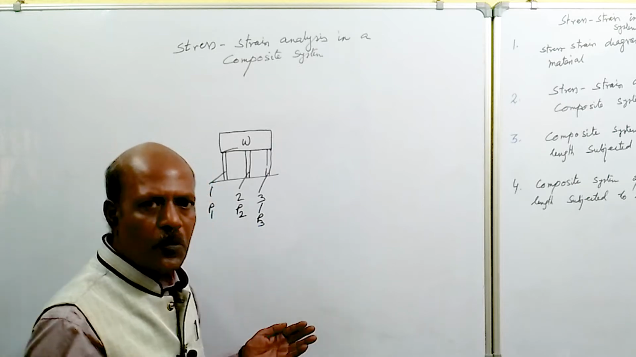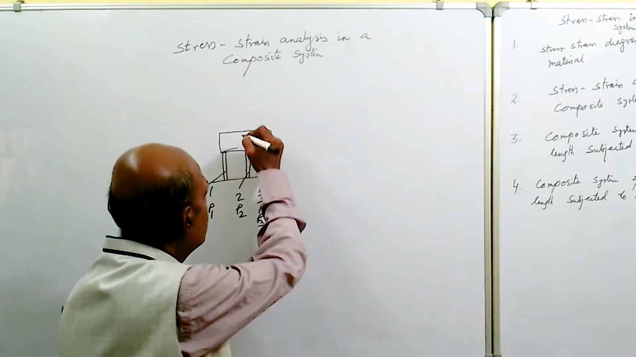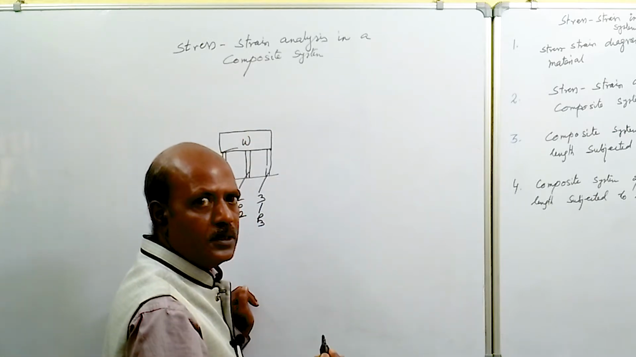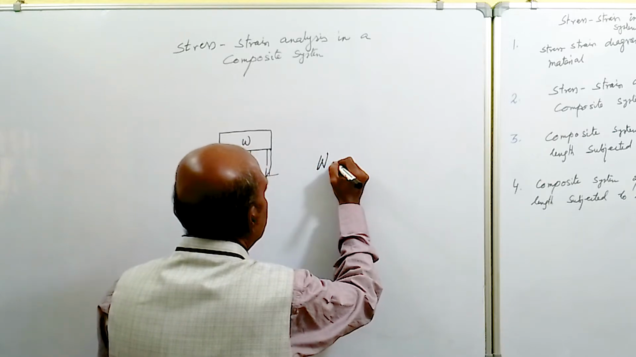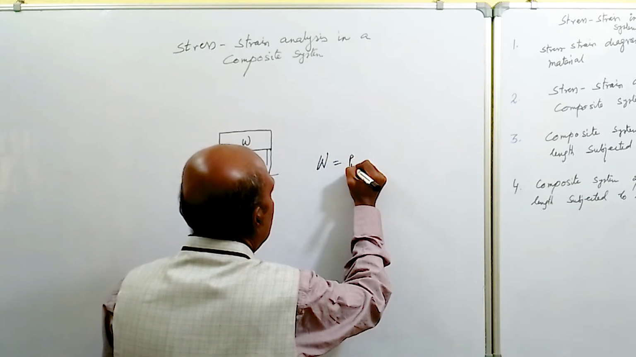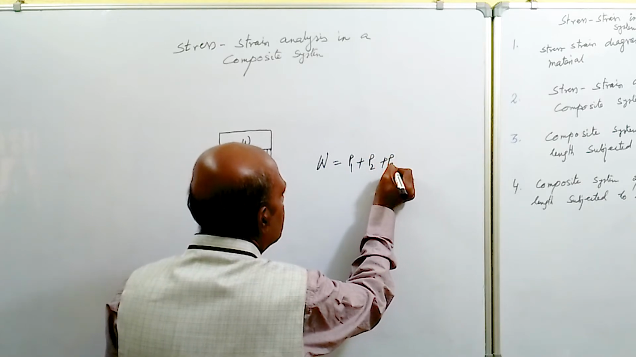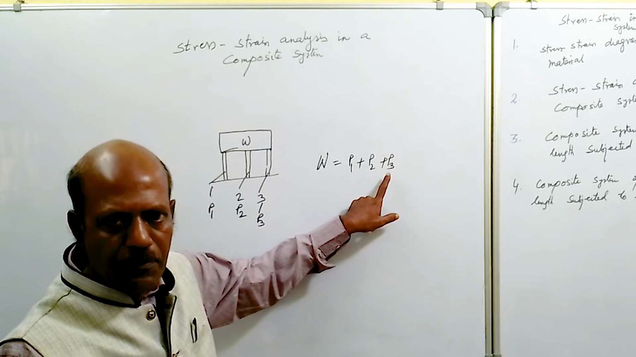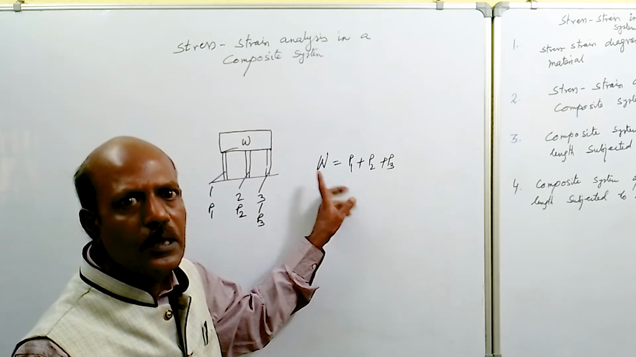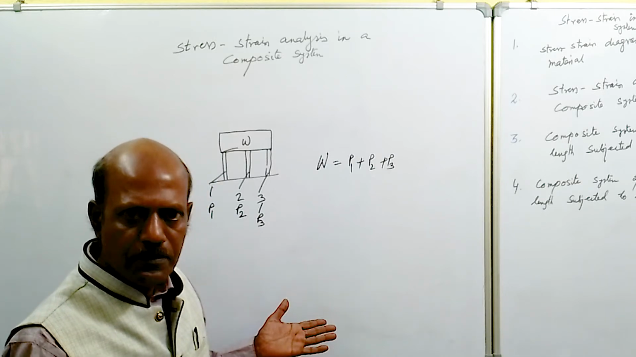So from equilibrium of the system we can write, total load is equal to P1 plus P2 plus P3. That is, the load taken by the first member plus the second member plus the third member is equal to the total load. That is the first equation of equilibrium.